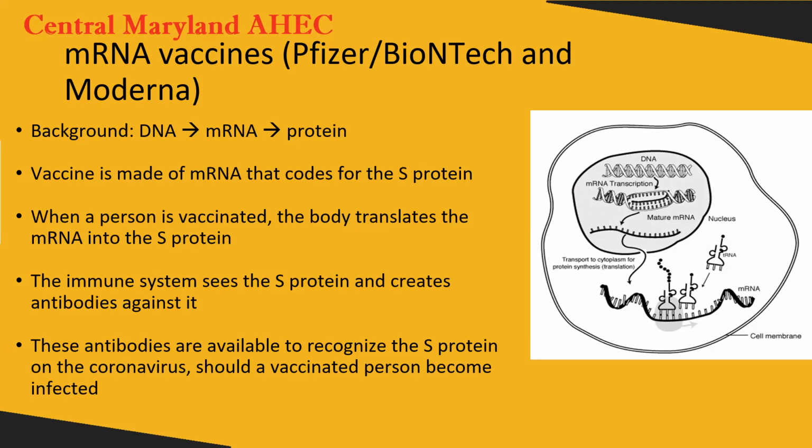The mRNA vaccines are made of mRNA, specifically mRNA that codes for the S protein that we just talked about that's on the surface of the coronavirus. So when a person is vaccinated, the body receives this mRNA. It translates the mRNA into the S protein. And the immune system then sees the S protein and creates antibodies against it. As I explained previously, these antibodies are then available to recognize the S protein on the actual coronavirus should a vaccinated person become infected.